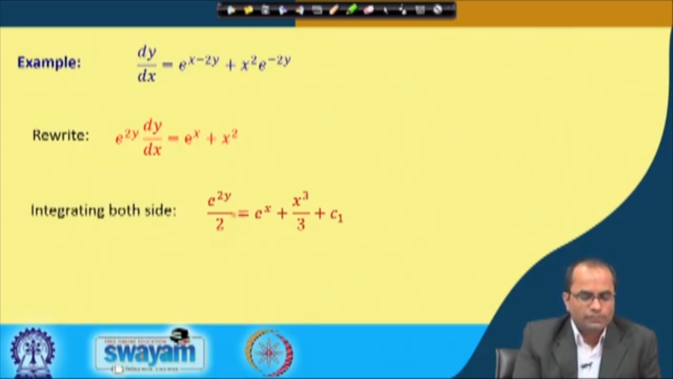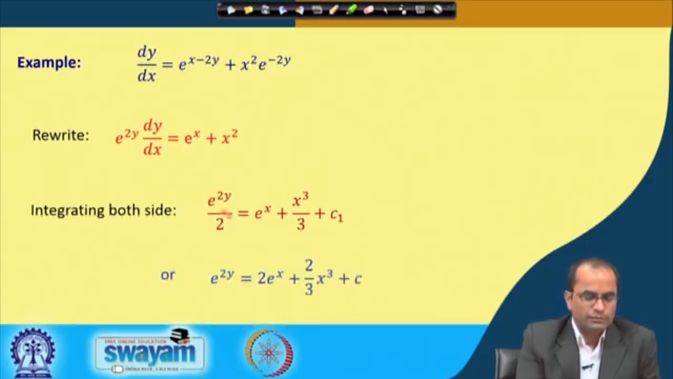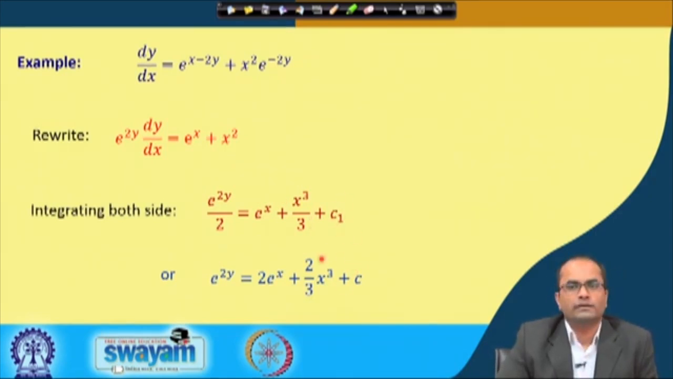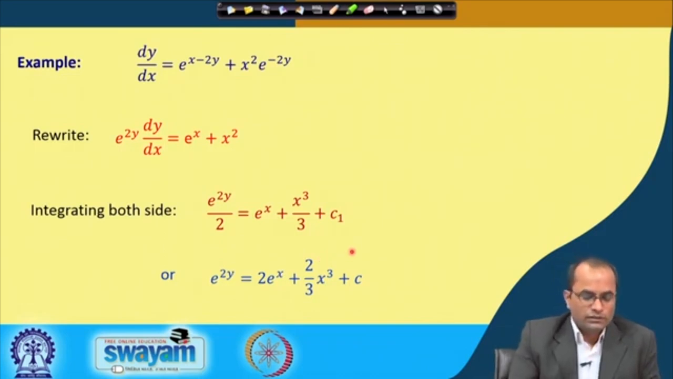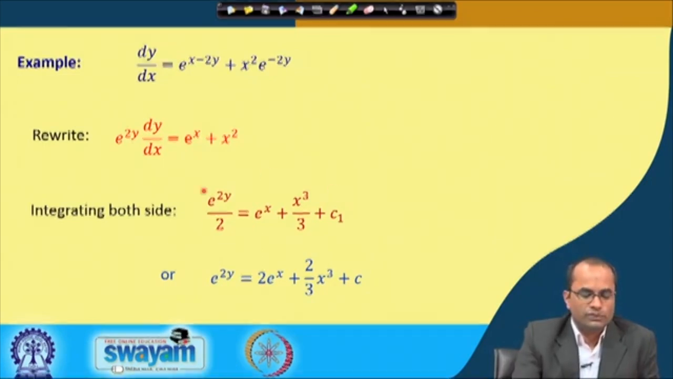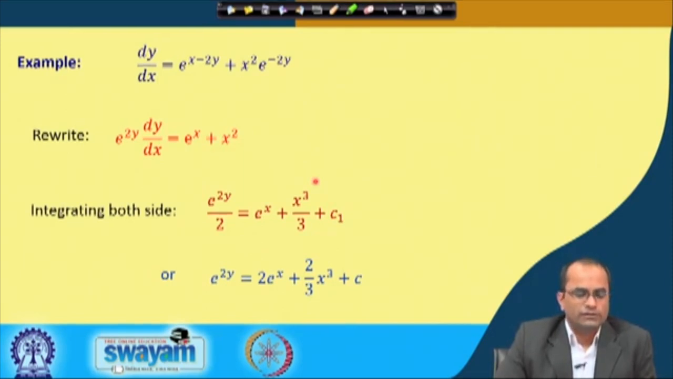What we can do here is multiply by 2, just to rewrite the solution. So, we have e power 2y is equal to, the 2 goes to the right hand side, so 2 e power x plus 2 by 3 x cube plus 2 times c1, which we have denoted again by a constant c. So, this is the solution which is given in implicit form. This is the implicit solution of the given differential equation by separating the variables. It was easy to integrate and find the solution. This is one of the very basic techniques which we use for solving differential equations.